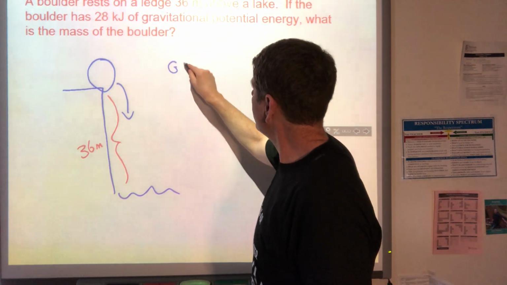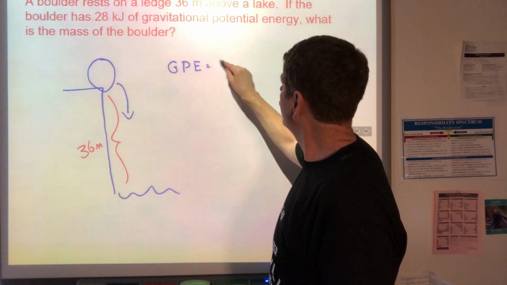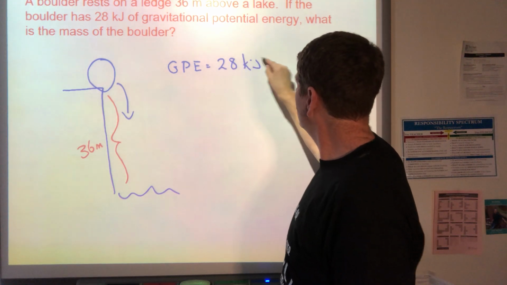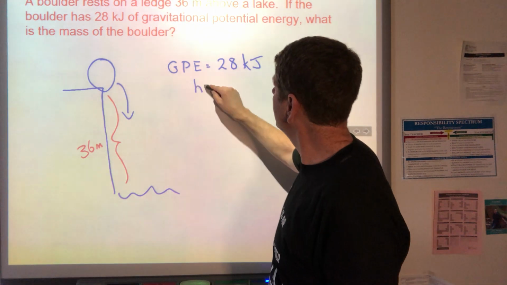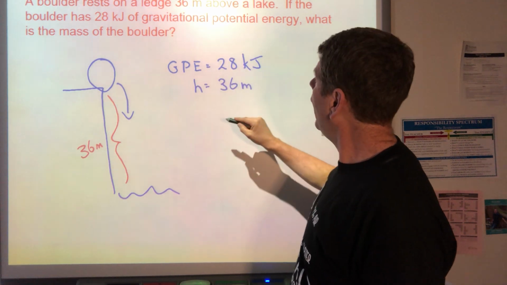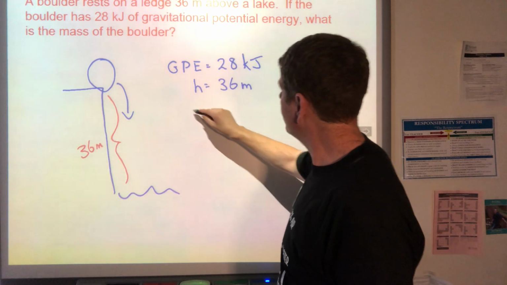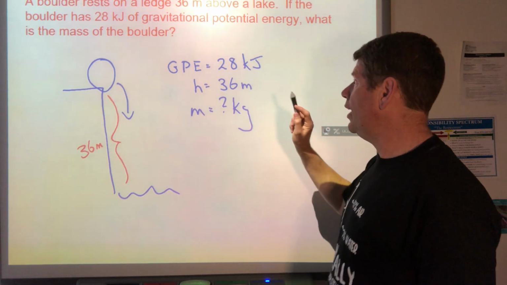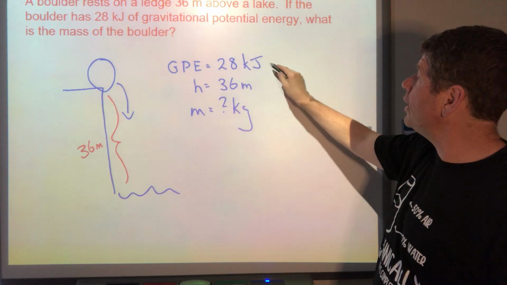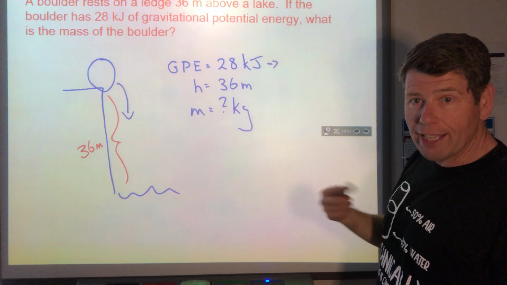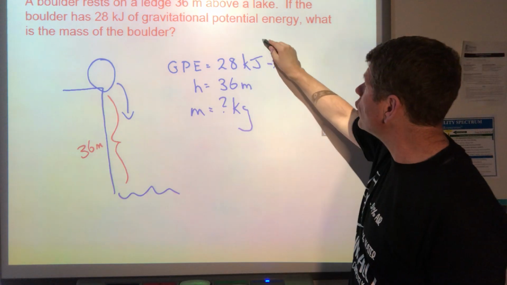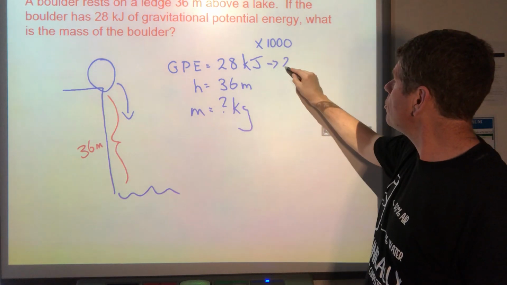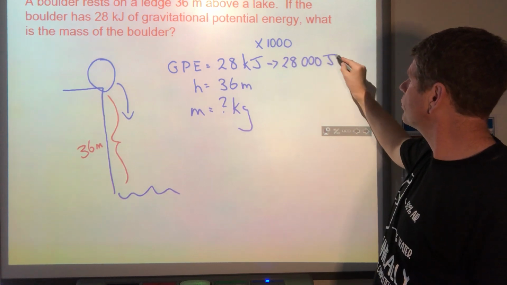All right, so I can go, hey, my GPE is equal to 28 kilojoules of energy. We know that the height is 36 meters, and we are trying to find the mass of the boulder. Okay, and remember that the mass is going to be in kilograms, but it implies that I'm working with joules. Remember that in the formula, we work with joules, so why don't we just take a second to change 28 kilojoules into joules. So remember, that's a factor of 1,000, because there's 1,000 joules in a kilojoule. So this needs to be 28,000 joules. There, I have all my values.